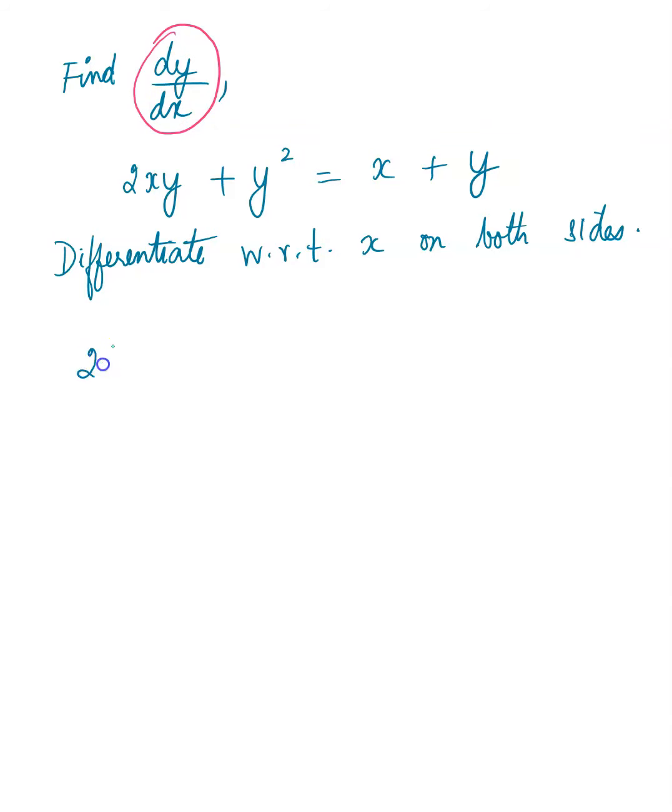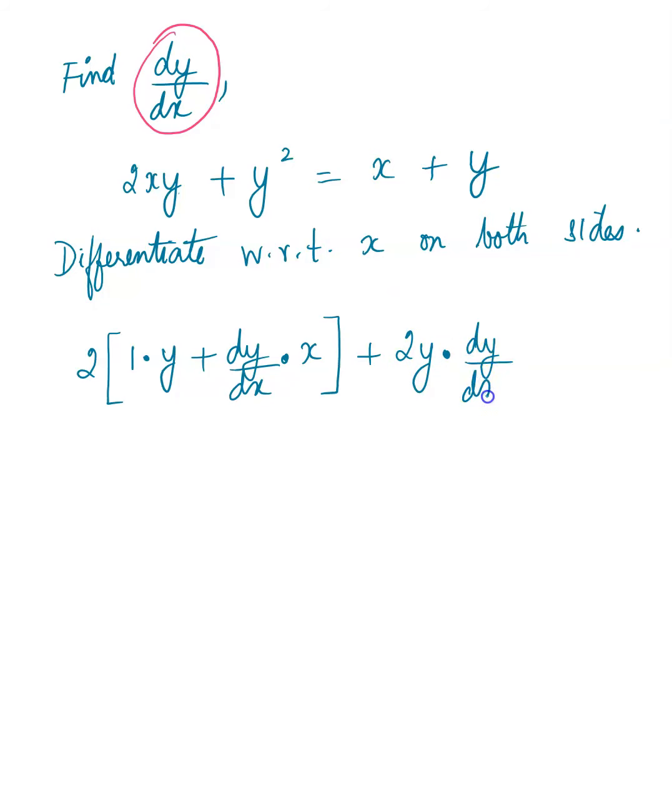So 2 times x times y, so it's the product rule: u prime v plus v prime u. That's there. Then y squared will be the chain rule: 2y times the derivative of the outside times the derivative of the inside, equals x, derivative of x is 1, plus derivative of y is dy over dx.